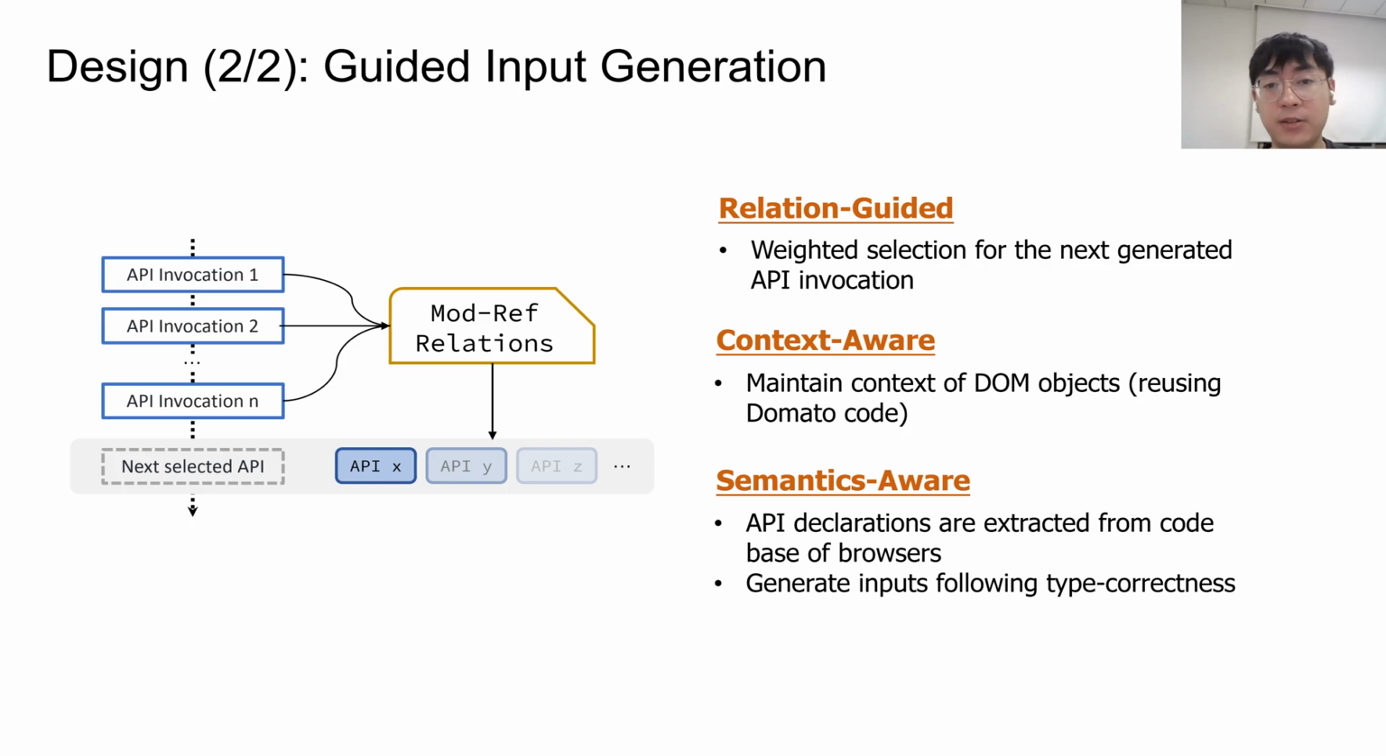Next, we talk about the guided input generation. Every time we want to synthesize an API invocation, we consider the collective mod-ref relation, and we perform weighted selection for those API candidates. In addition to being relation guided, it is also context-aware and semantics-aware. Because of the collected API specifications, we can make every synthesized invocation semantically correct.